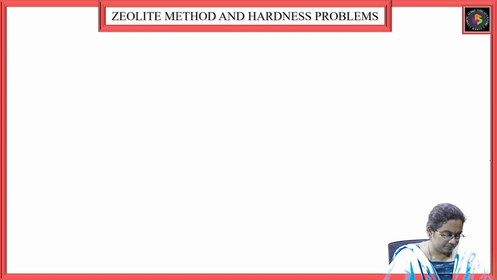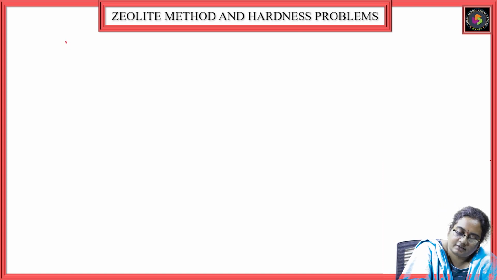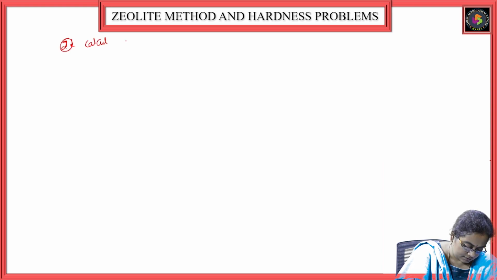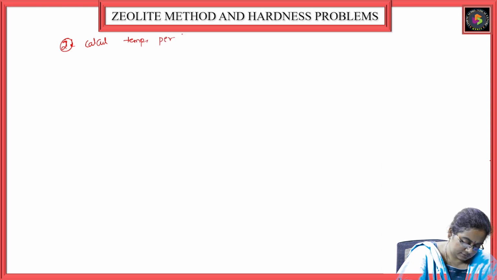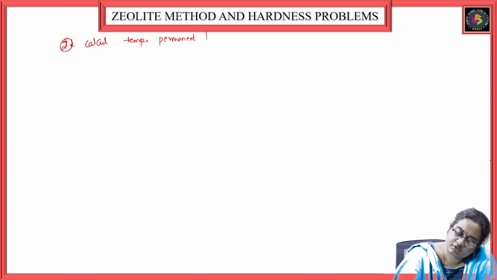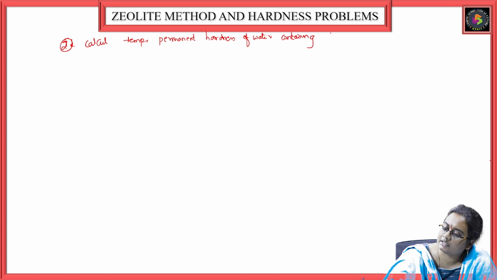So in the second problem, see, calculate temporary and permanent hardness of water containing the following impurities.